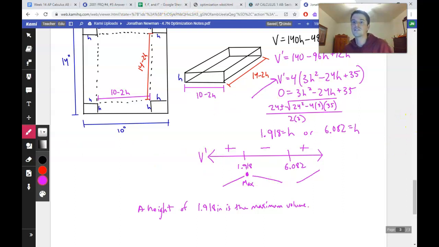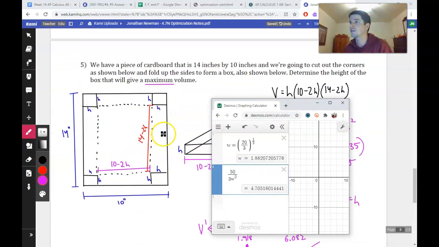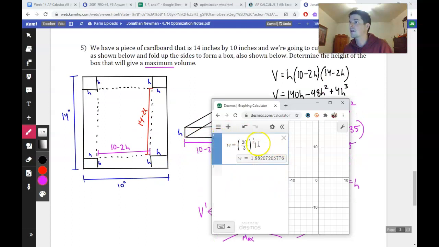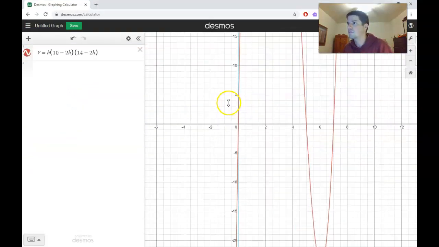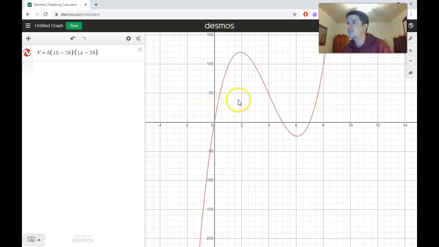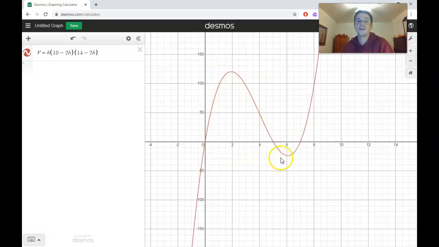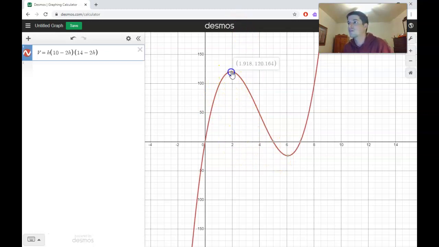And I just real quick wanted to show you guys a graph of this. Did I lose it? I probably lost it. No, we'll just, okay, we got to type it in again. Here we go. So I can actually even type in my original equation. I just want to show you guys. V equals, let's see if it accepts it. It does. Good. Minus 2h, 14 minus 2h. And again, if you were in my pre-calculus class, this graph will bring back some memories, you'll see we have our cubic. Why is it cubic? Well, because it's volume, right? And so we have our maximum here. What's interesting, that's the 1.918, and the volume it gives is 120.164 cubic inches.